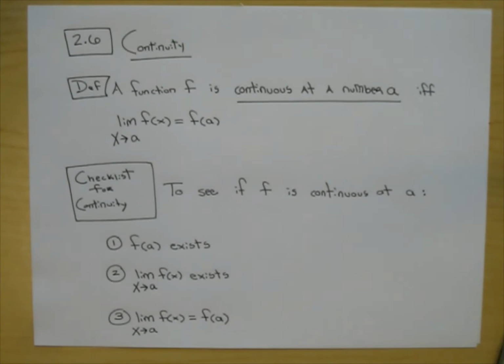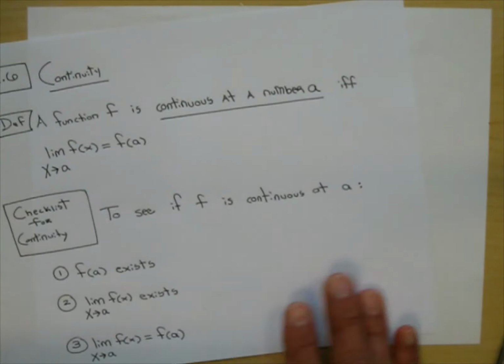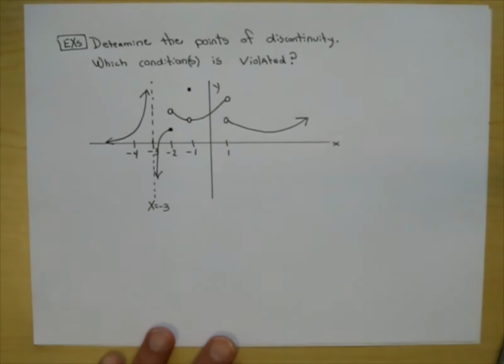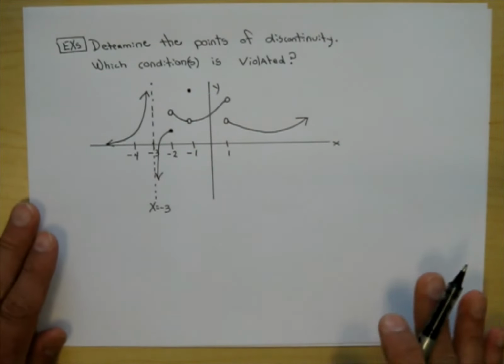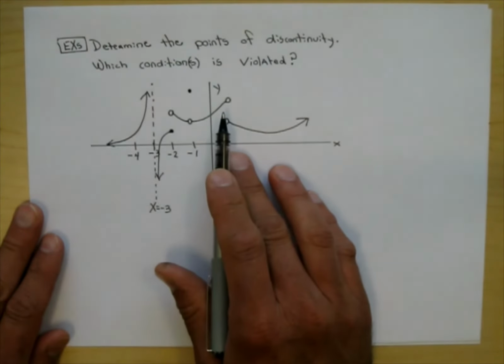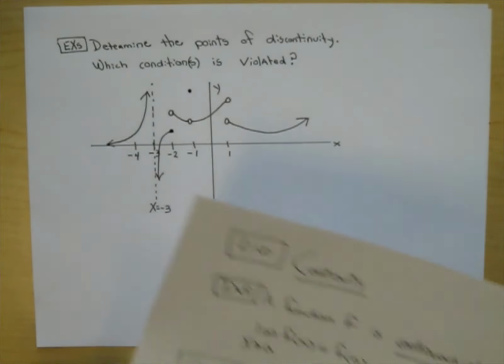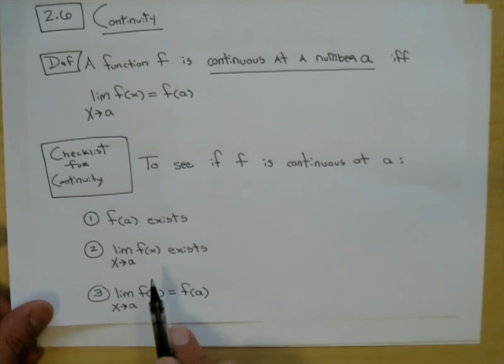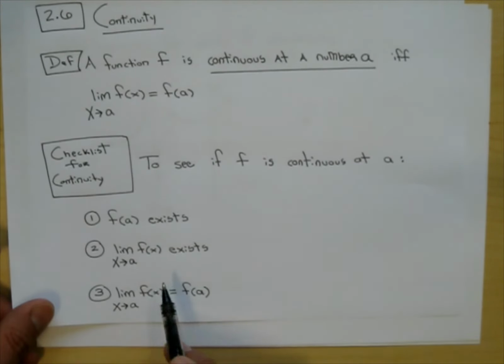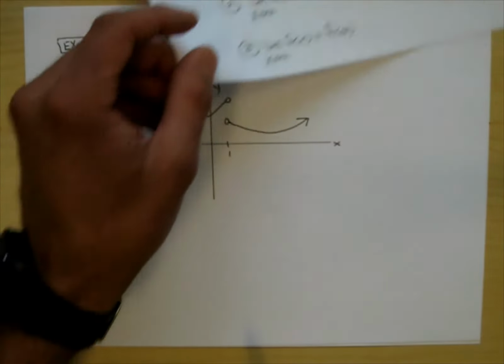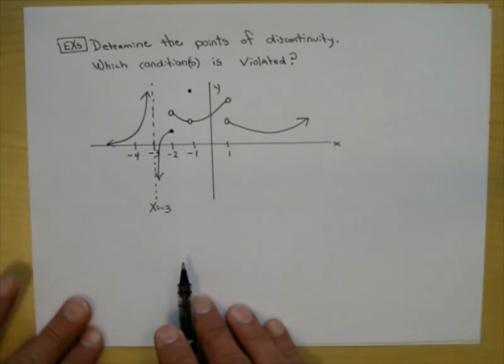So let's go ahead and do a problem. These are the kinds of problems you'll see in your homework when they talk about continuity. They're asking, determine the points of discontinuity. Which condition is violated? When they say which condition is violated, they mean of these three conditions. You find the first one that's violated, and then you just stop and say, oh, item number 2 is violated, and item number 1 worked. So, our points of discontinuity.